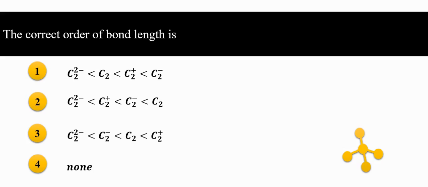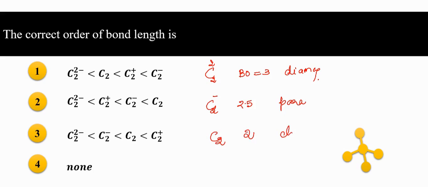Next question, the correct order of bond length is, sorry students, here you have to find bond length. In the case of C2 2 minus, bond order is 3 and it is diamagnetic. In the case of C2 minus, bond order is 2.5 and it is paramagnetic. In the case of C2, bond order is 2 and it is diamagnetic. C2 plus, bond order is 1.5 and it is paramagnetic. So what is the correct option? The third one is the correct option: C2 2 minus, C2 minus, C2, C2 plus according to bond length, because it is inversely proportional to bond order. Okay, yes.